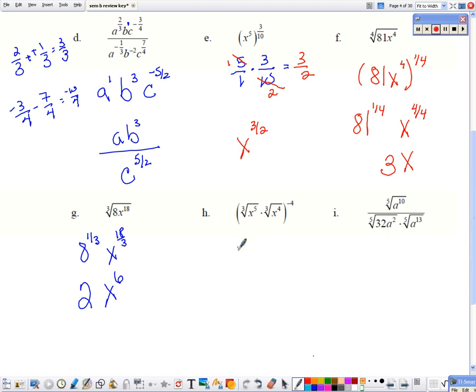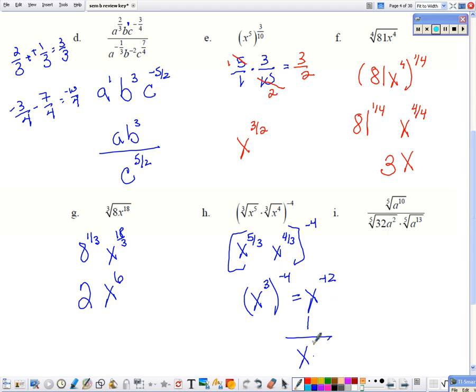For H, let's change this to x to the 5/3 and x to the 4/3, all to the negative 4. Before we deal with the negative 4, let's combine these. We can add our exponents. 5 plus 4 is 9 over 3. Well, 9 divided by 3 is 3, to the negative 4th. Well, now we get x to the negative 12th, but we're going to rewrite that so that the exponent is positive, which is 1 over x to the 12th.